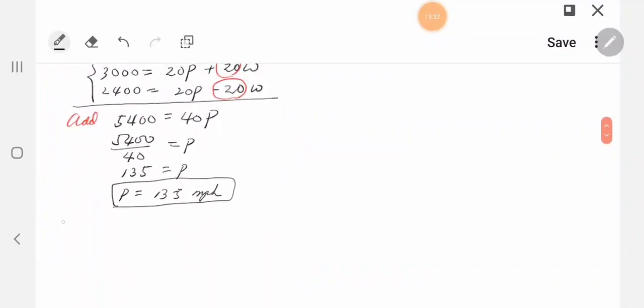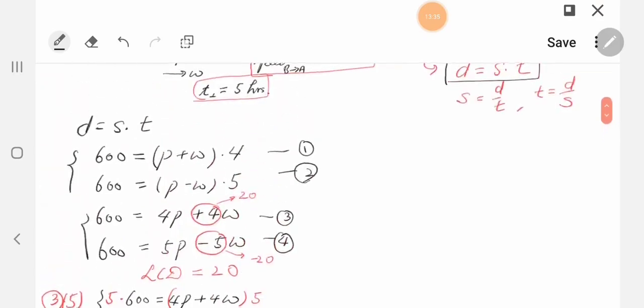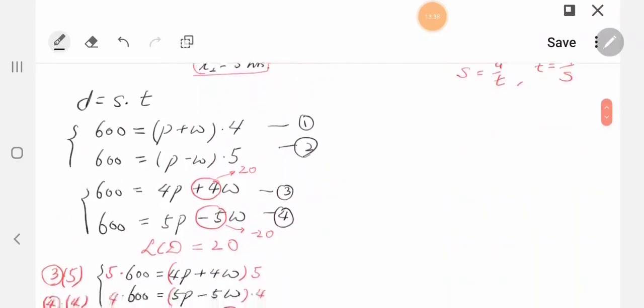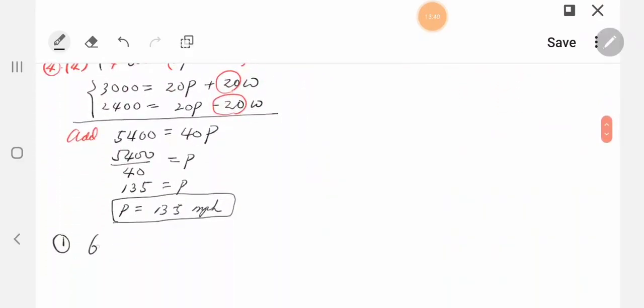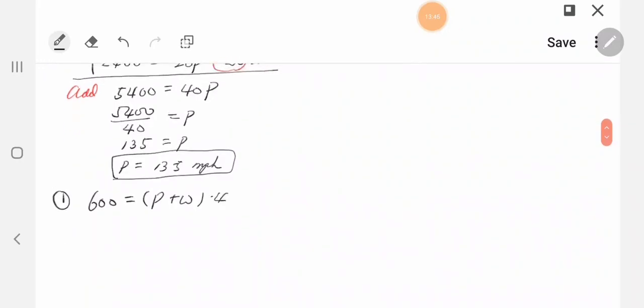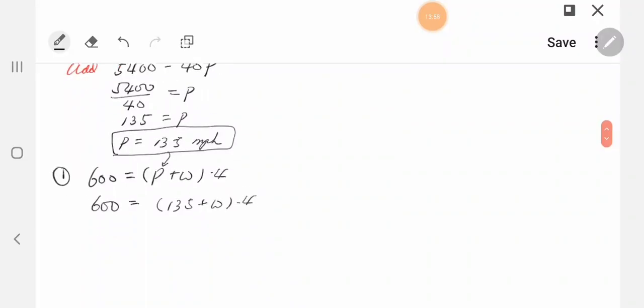So from equation 1, 600 is equal to (P plus W) times 4. So why don't we plug in 135 for P? So 600 is equal to (135 plus W) times 4.